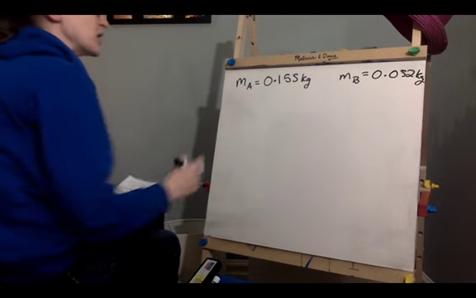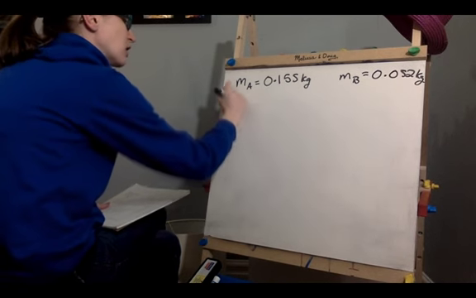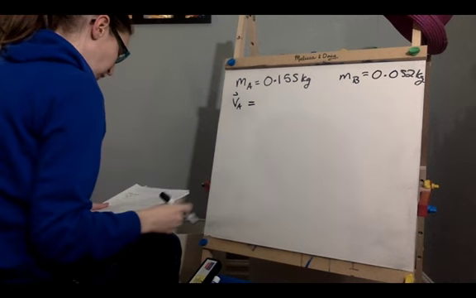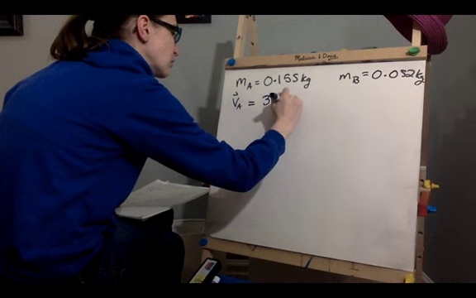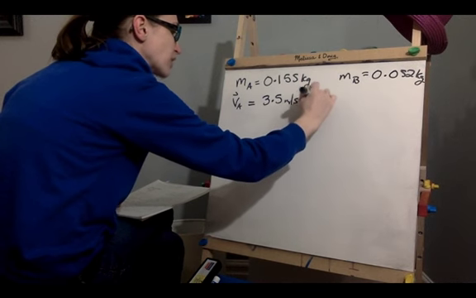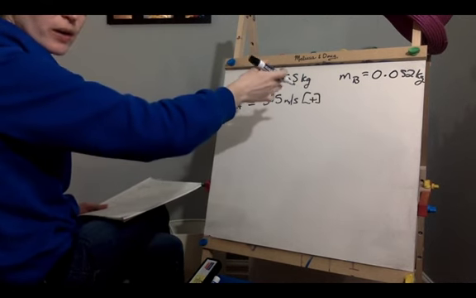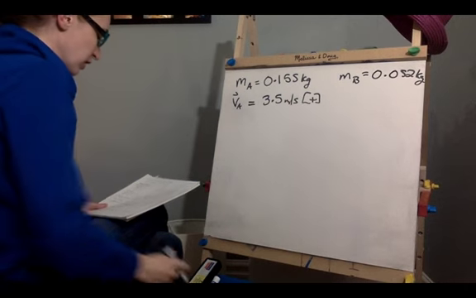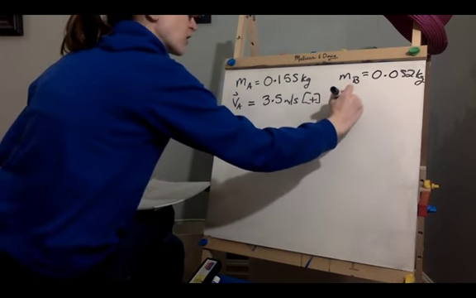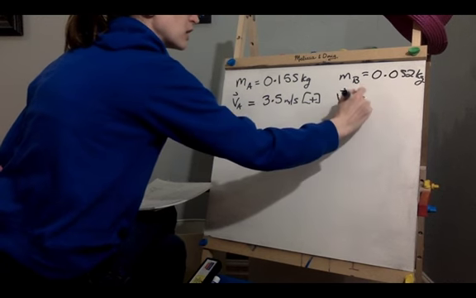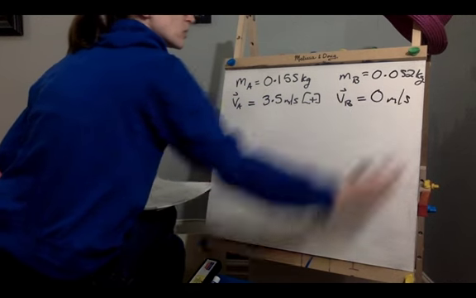Okay, we know the initial velocity of the billiard ball, which is 3.5 meters per second, and we'll give that a positive value because it was heading away from us, right? It was going up, even if you go back and look at the diagram. And the velocity of the golf ball, at least initially, was 0. It was stationary, 0 meters per second.